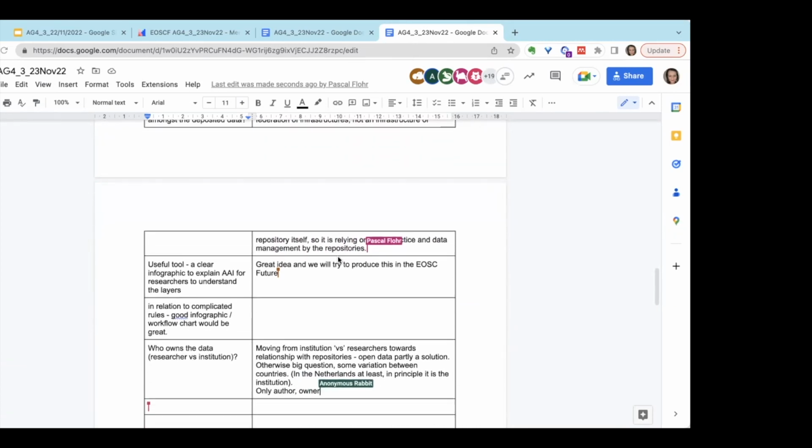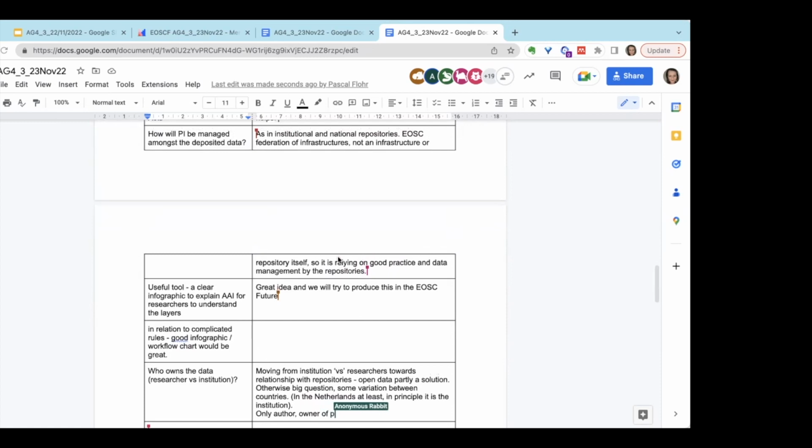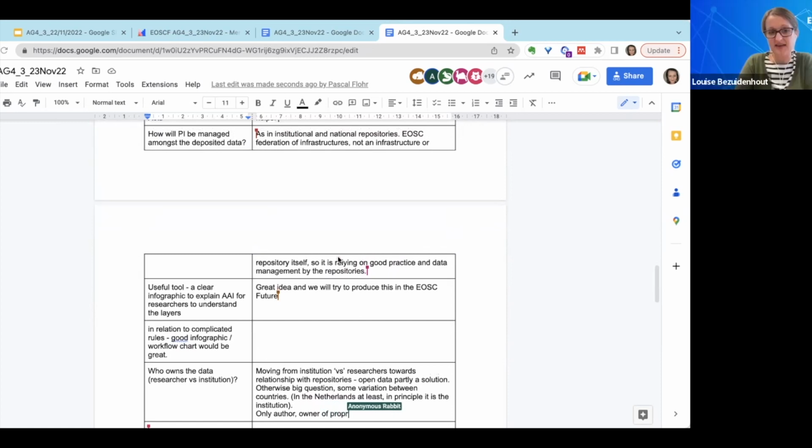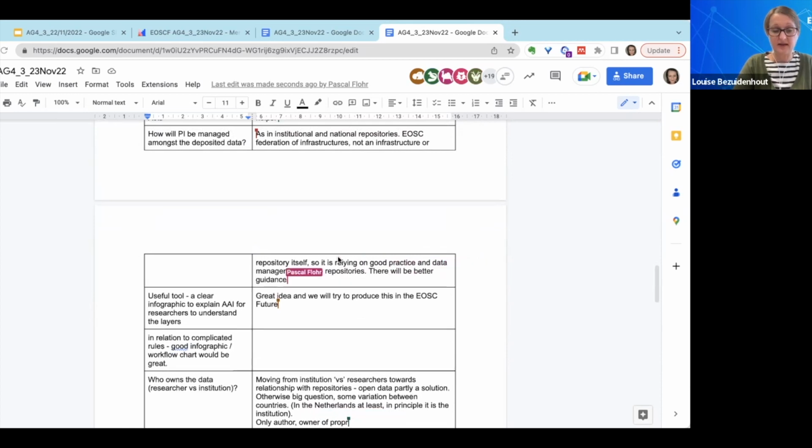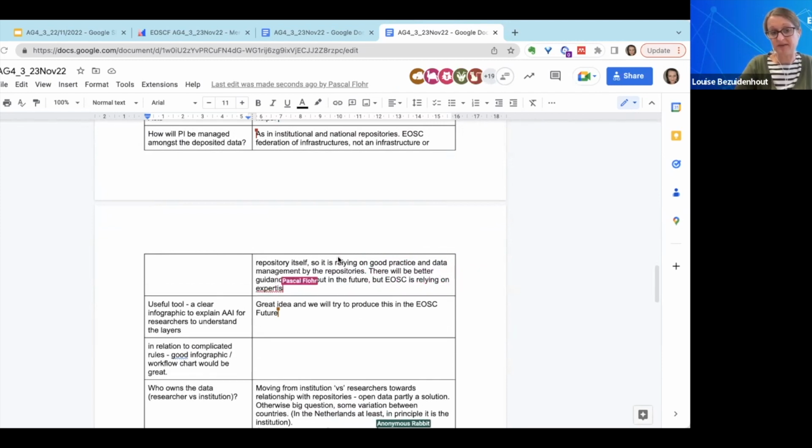Okay, I was just wondering if it will be a specific policy for that. Thank you. I think there will be better guidance coming out in the future, but because data are so different and the requirements for managing sensitive data differ so much between disciplines, EOSC is very much relying on the expertise and the best practices within the disciplinary communities rather than imposing a one-size-fits-all approach to these issues.